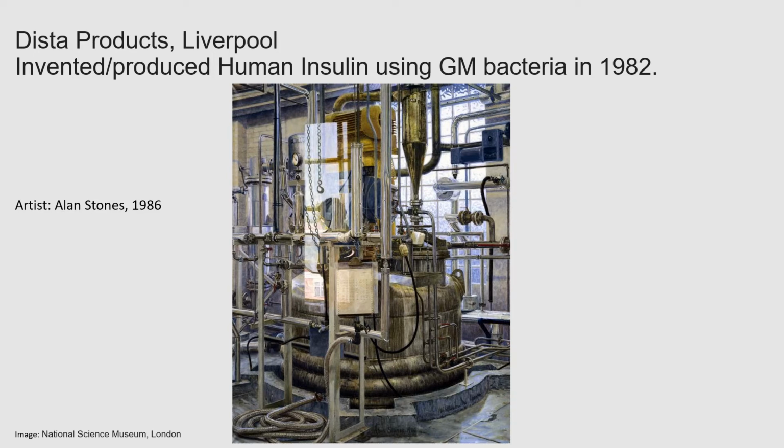So, we now go on to pharmaceuticals, and there's a painting here commissioned by the National Science Museum. Dista Products, Liverpool, invented and produced human insulin using genetically modified bacteria in 1982. And this is a really early date for this type of work. And the artist here is Alan Stones.